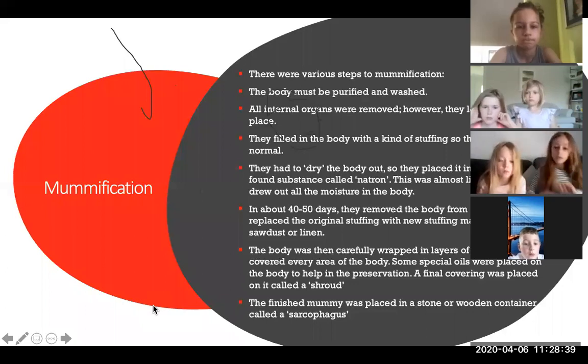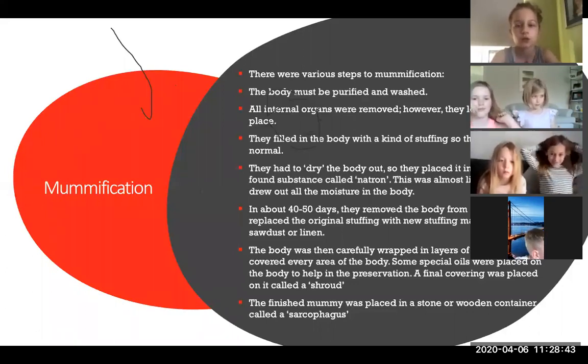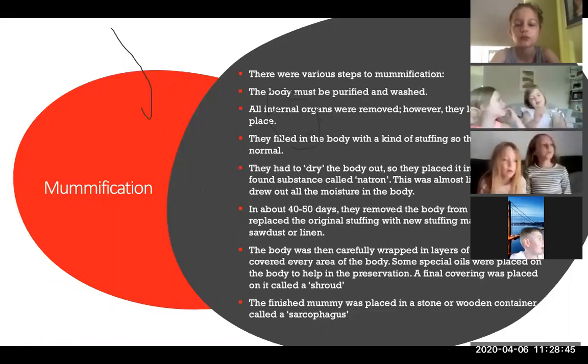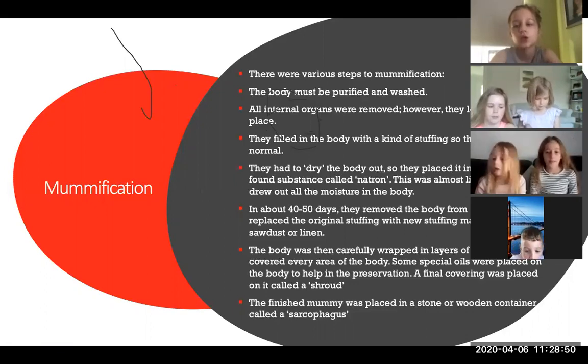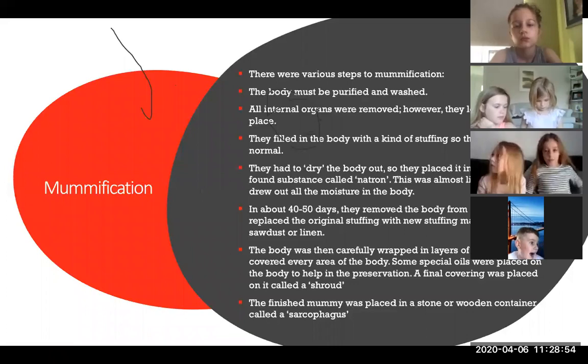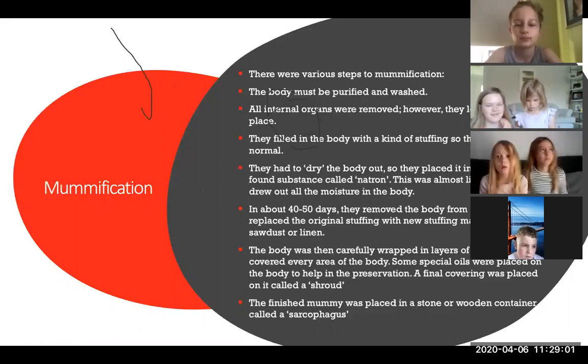Okay, another important part of ancient Egypt was mummification. There were various steps to mummification, which included that the body was purified and washed. So when you died, your body was purified and washed. All of your organs inside your body were taken out and put into little jars. They filled the body with stuffing. They dried it out and placed it in a substance called natron, which drew out all the moisture in your body. So it dried you out like a raisin, made you all crisp.